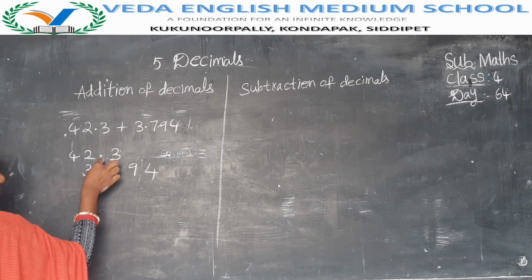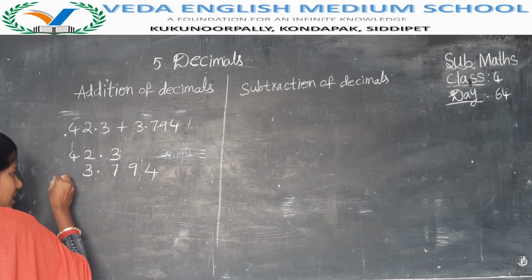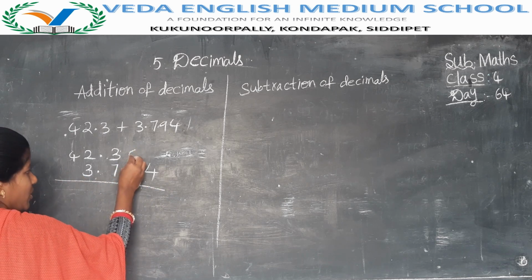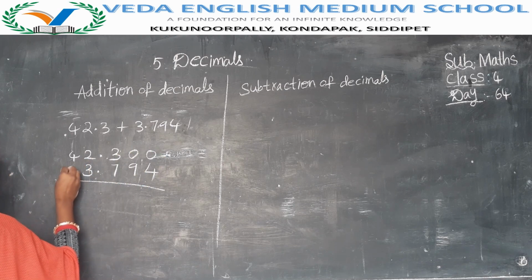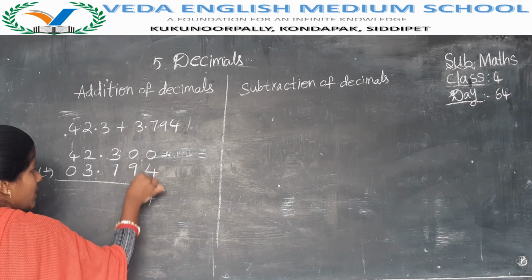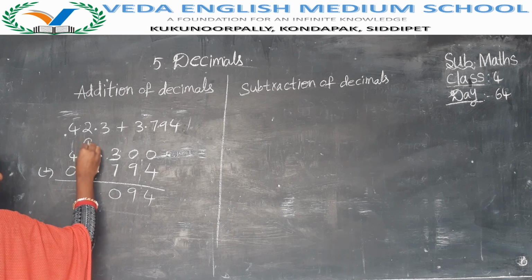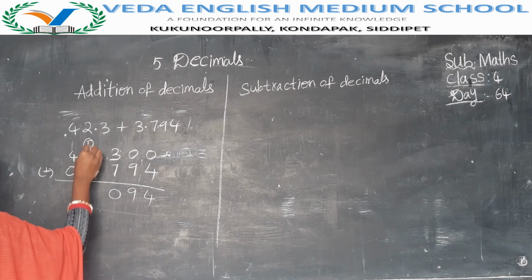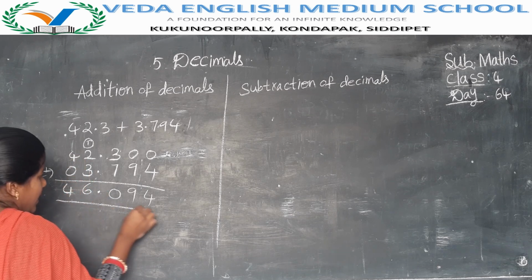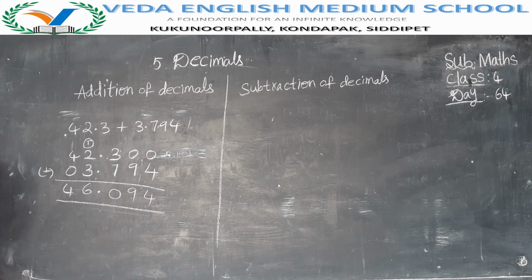3.794. See, the decimal points are in a straight line and the place values are also the same. If the digits are not sufficient, then you can arrange zeros here, no problem, because by adding zeros the value of that number will never change. So you have to write like that only. 0 plus 4 is 4, 0 plus 9 is 9, 7 plus 3 is 10, write 0 here, 1 is carried to the next number. 3 plus 2 is 5, 5 plus 1 is 6, decimal point as it is, 4 plus 0 is 4. So the answer is 46.094.